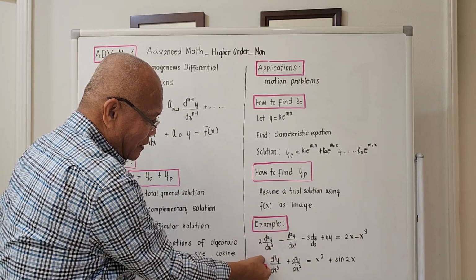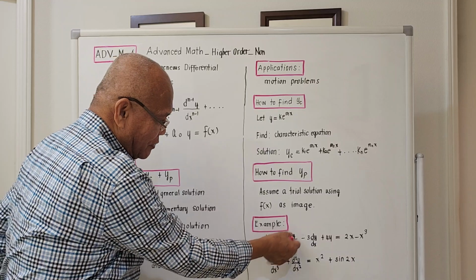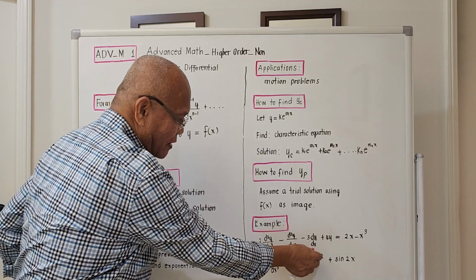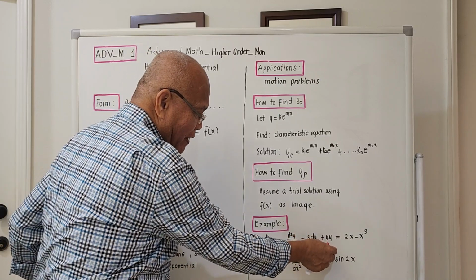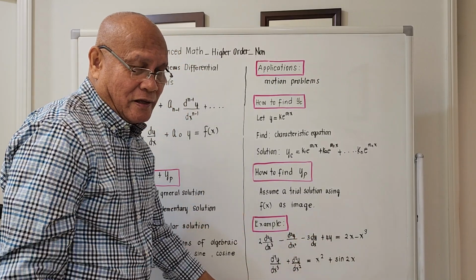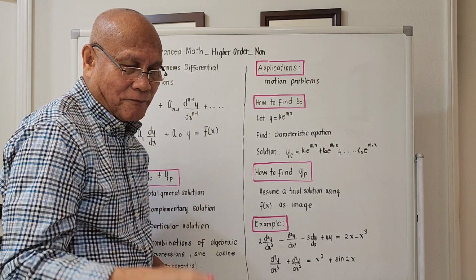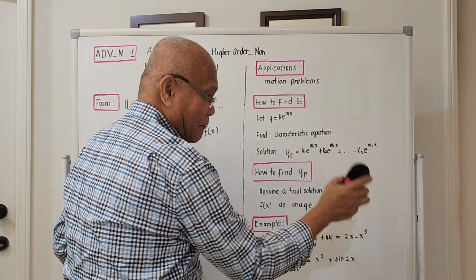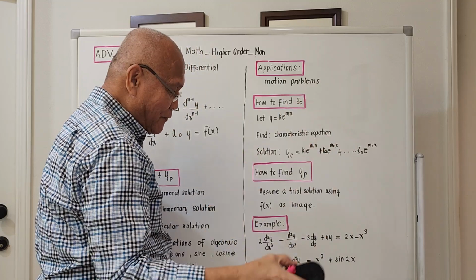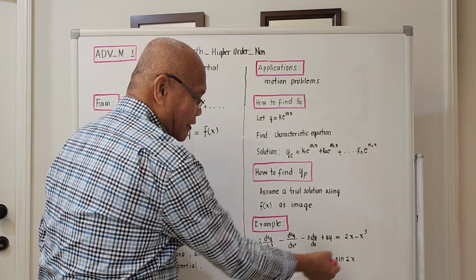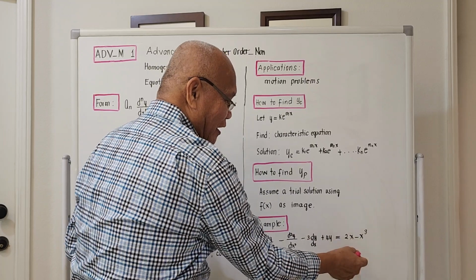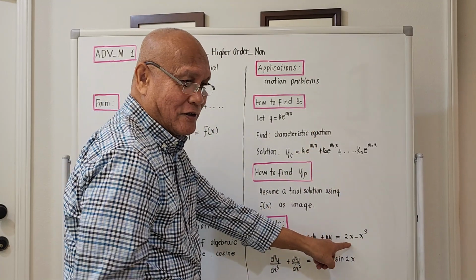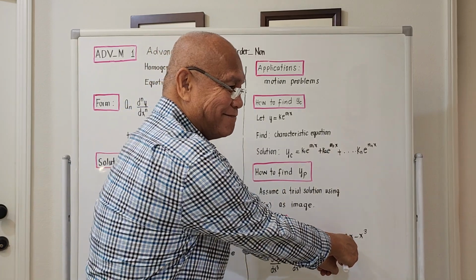An example of this, I will be placing this one on the bottom side. 2 d cubed y over dx cubed minus d squared y over dx squared minus 3 dy/dx plus 4y. Originally, under the second order differential equation, the right hand side is 0. But since we are on the topic advanced mathematics, the right hand side is not 0. And for this first example, the right hand side is an algebraic expression.